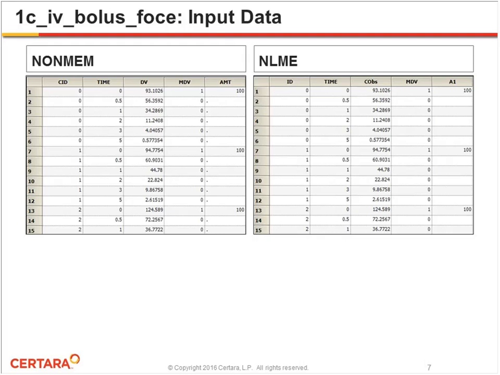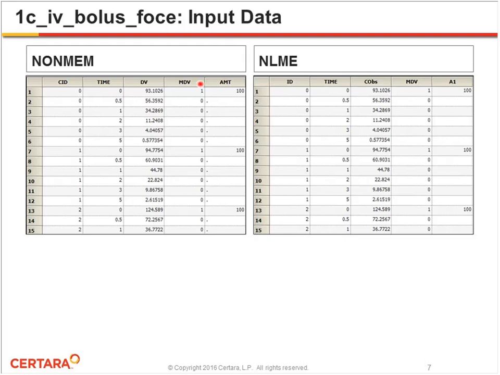Whereas NONMEM speaks of a CID as an identifier column, NLME calls this simply ID. Time is time. DV in NONMEM means dependent variable, and this relates in NLME to the CObs, which means concentration observed.